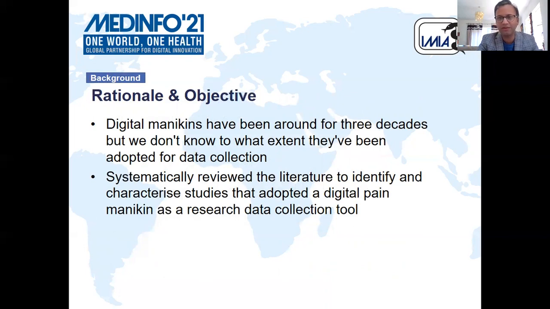The first digital version of the mannequin was introduced in 1992, and almost 3 decades have passed. We wanted to know to what extent these digital pain mannequins have been used for data collection. So we conducted a systematic review of the literature to identify and characterize those studies where a digital pain mannequin was used as a research data collection tool.